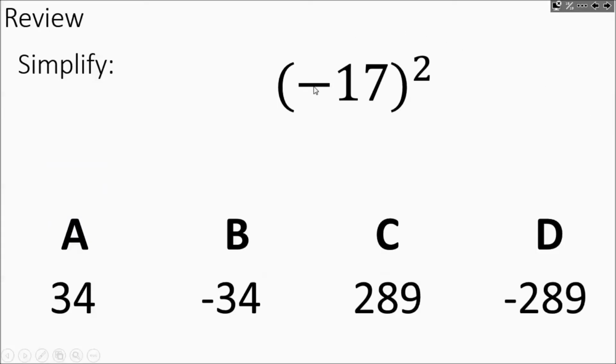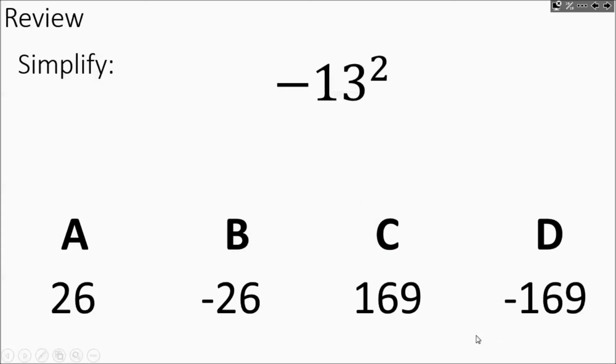I see a negative in parentheses. There's going to be 2 of them. We can automatically know that it's positive. And 17 times 17 is 289. Finally, I see a negative, negative drops. It's not in parentheses. And 13 times 13 is 169.